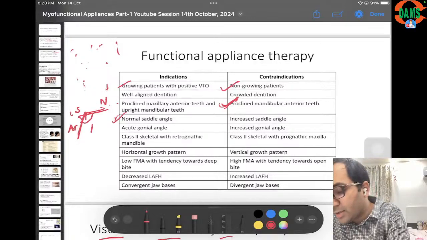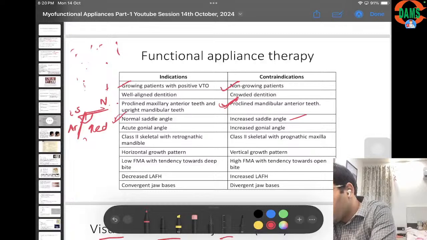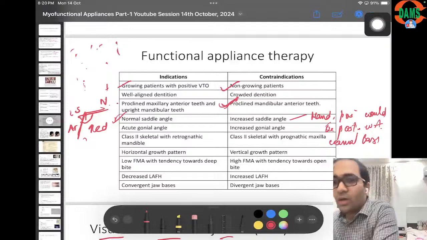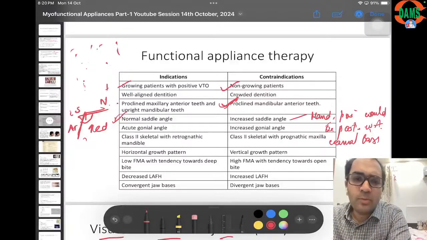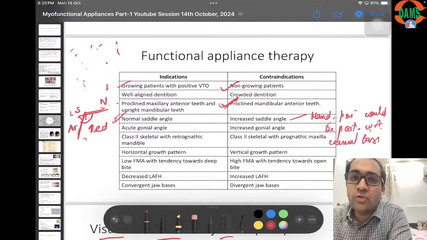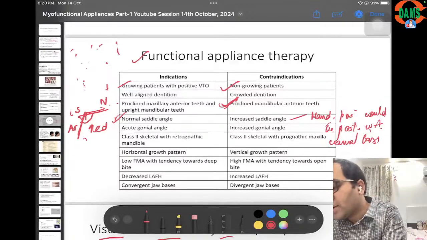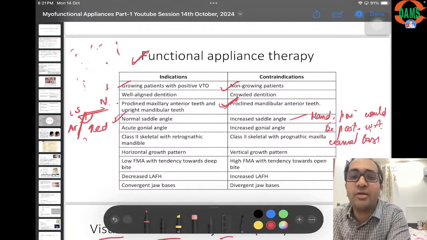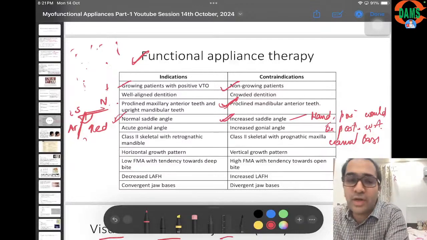Because if the saddle angle is increased, the mandible की जो position होगी, mandible position would be posterior with respect to the cranial base. So अगर एक posteriorly positioned mandible को आगे लाना will be very difficult through a functional appliance therapy. The aim of the functional appliance therapy is to increase the length of the mandible, not to alter the position of the mandible. मैंडिबल जिस पोजीशन पे ग्लिनॉइड फोसा में है, हम लेंथ बढ़ाते हैं मैंडिबल की, नॉट ऑल्टर द पोजीशन ऑफ द मैंडिबल विद रिस्पेक्ट टू द क्रेनियल बेस. ओके, सो अगेन अ वेरी इंपॉर्टेंट कॉन्ट्राइंडिकेशन.